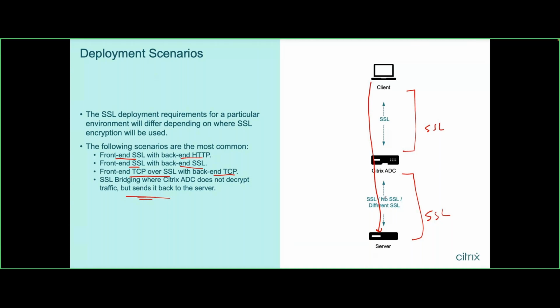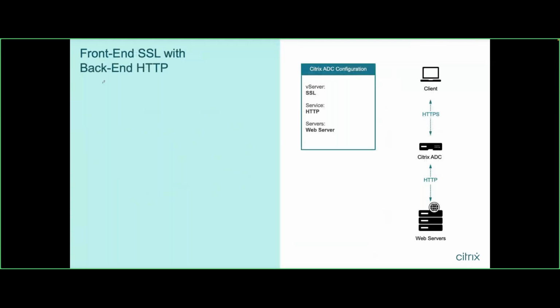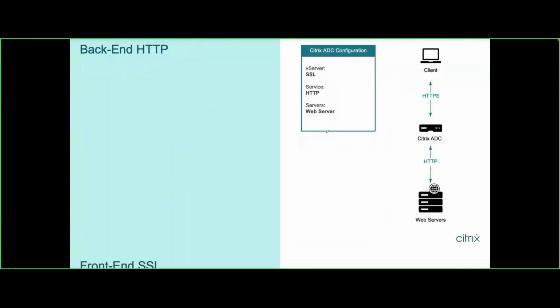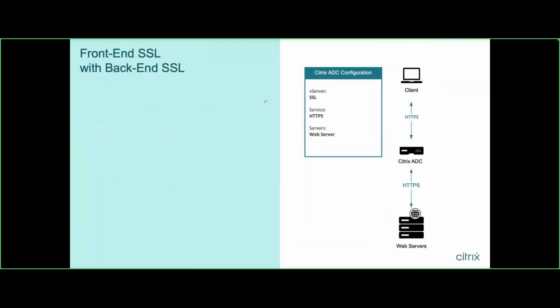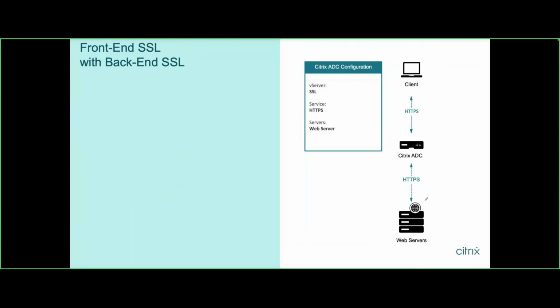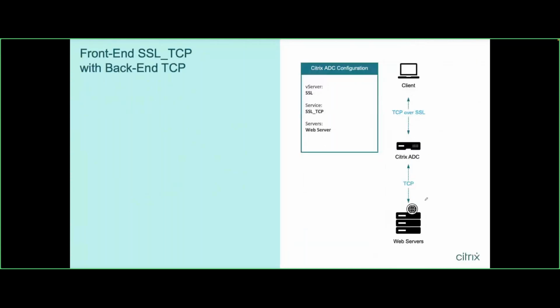So here, I've got the SSL in the front and backend HTTP, so I can configure the virtual server as SSL and the service as HTTP, right? I've got the other one, which is full front end SSL and back end SSL also. So the service will be HTTPS. So here is basically one session of HTTPS from the client to the ADC, and another session of HTTPS from the ADC to the backend, right? And if I want to do TCP, I can also use TCP over SSL. The service will be SSL underscore TCP, and backend will be TCP, right?